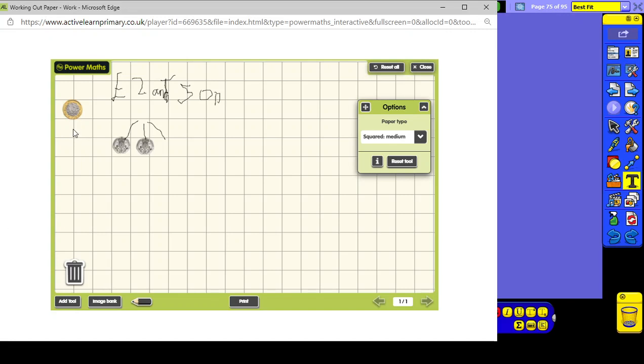She's got £1 and 40 pence, if I used my coins, that's what I'm thinking she's got. So let's go back to the presentation and see if that's what happened.